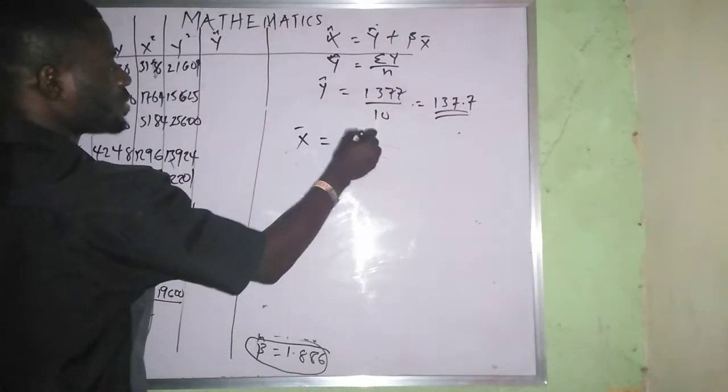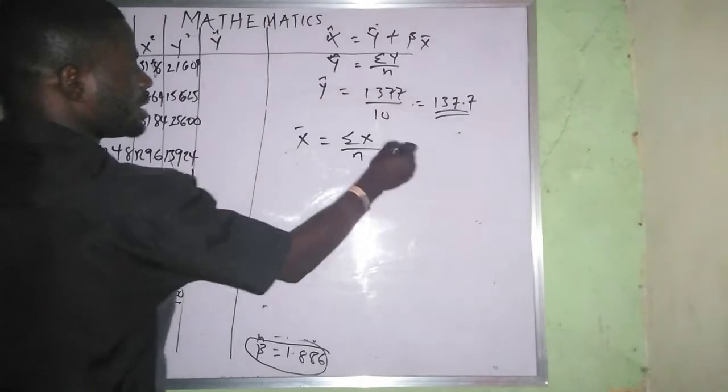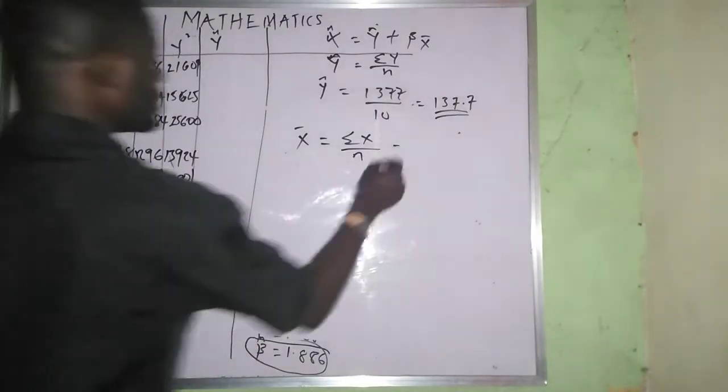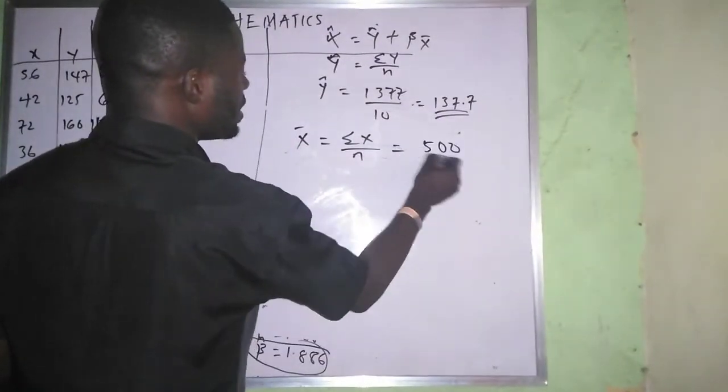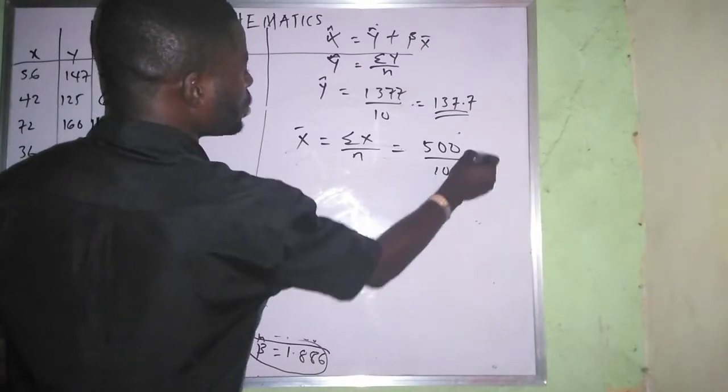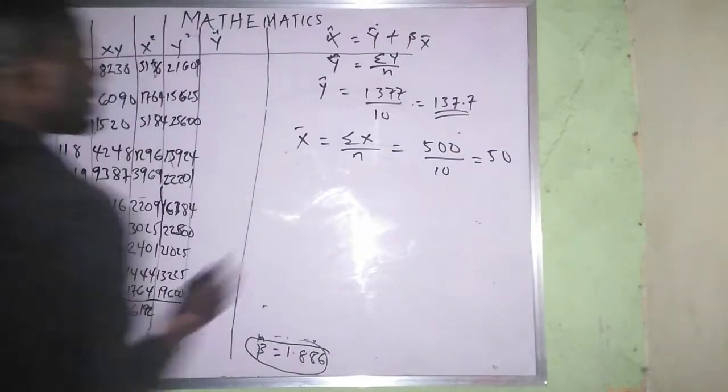Now I will move on to my x bar, which is the summation of x all over n, which is 500 divided by 10, which is going to be 50. Now, that is my x bar.